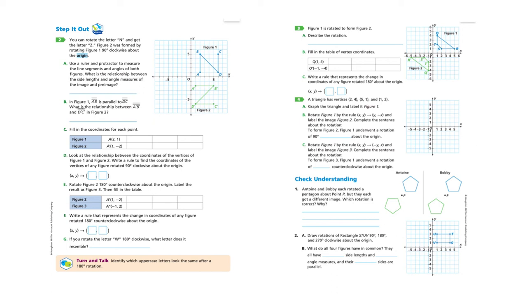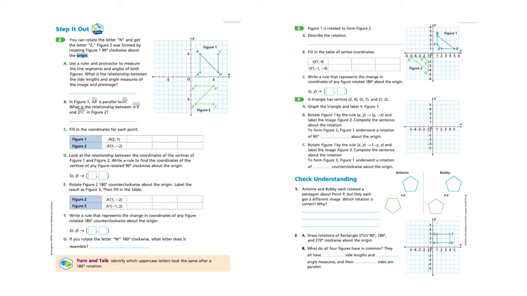So then you'll do G. If you rotate the letter W 180 degrees clockwise, what letter does it resemble? So think about that. You can graph it also if you want, but think about that. So I would encourage you to pause here before you go on to number 3. Do that first question, number 2, on that page of Step It Out, and then go on to number 3.